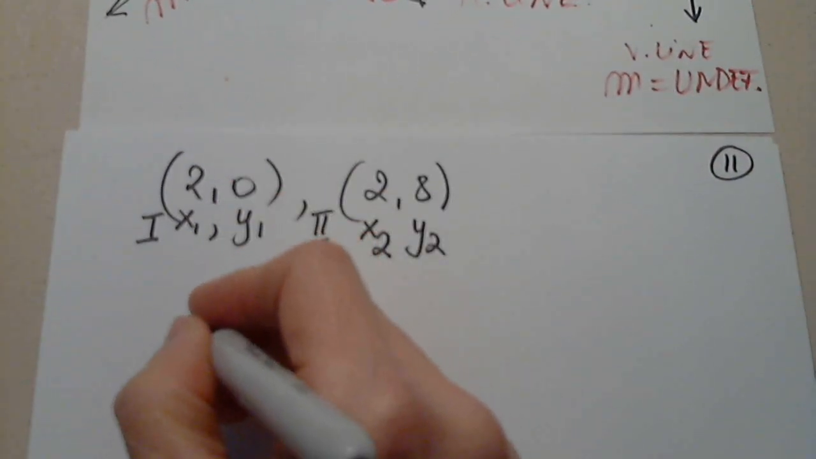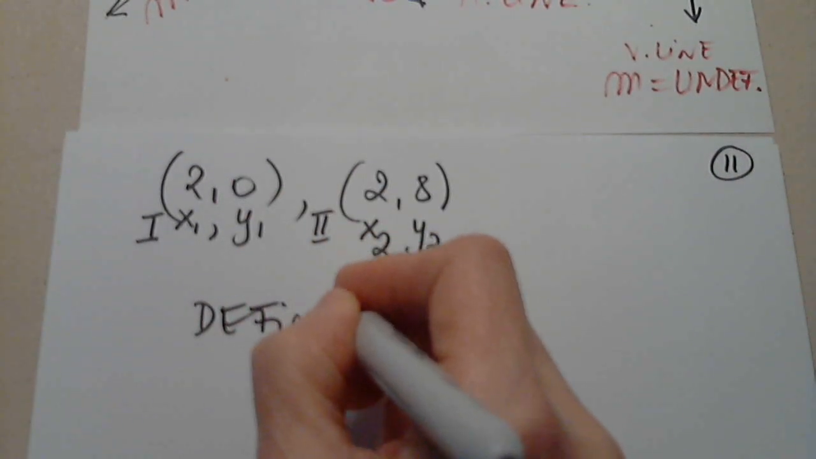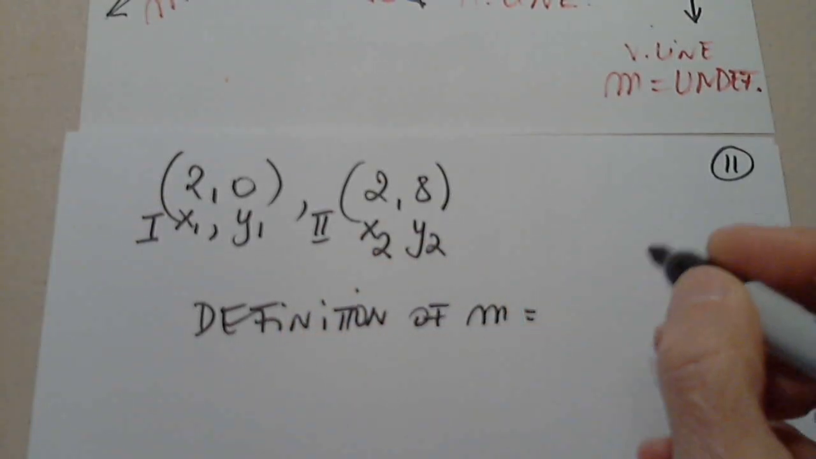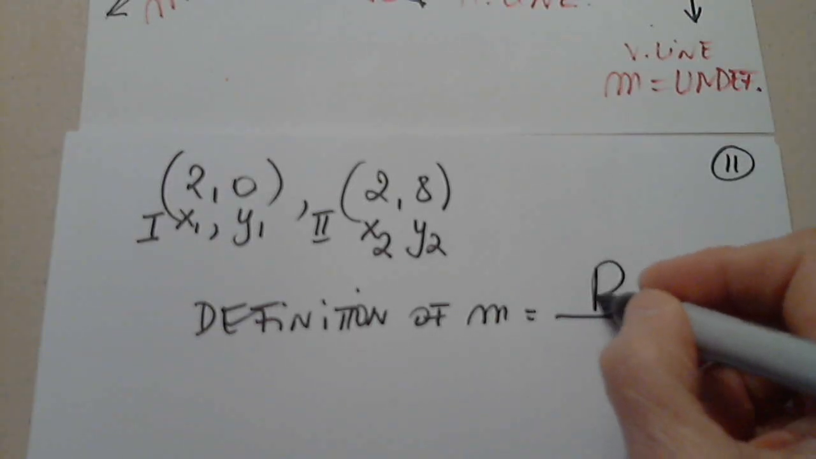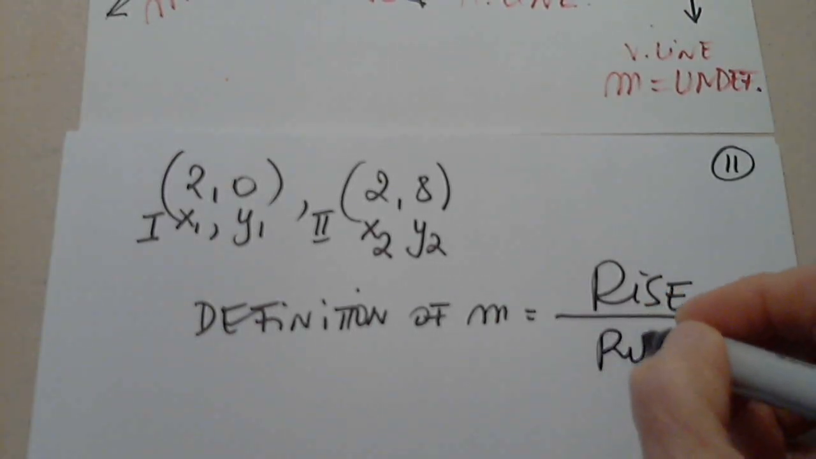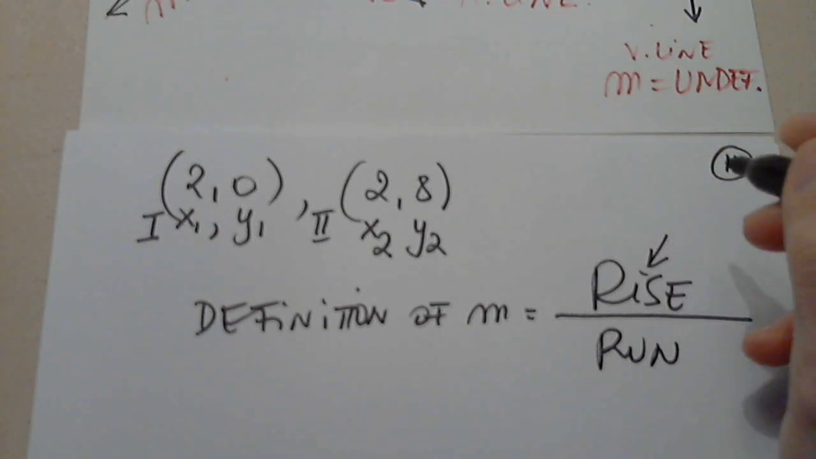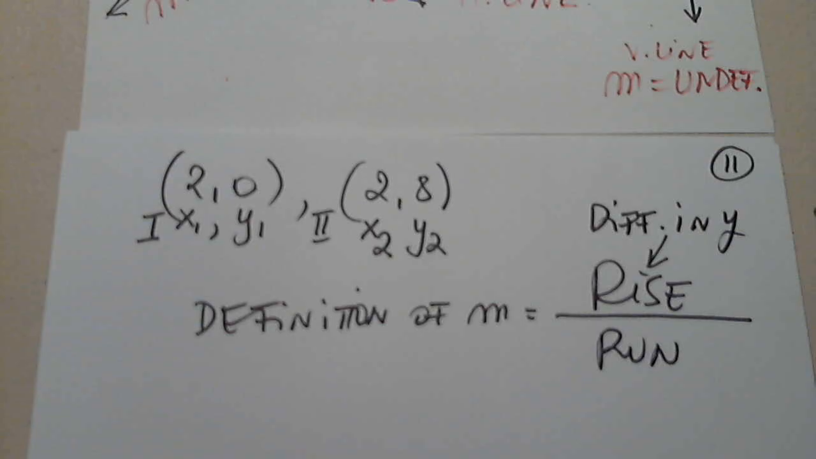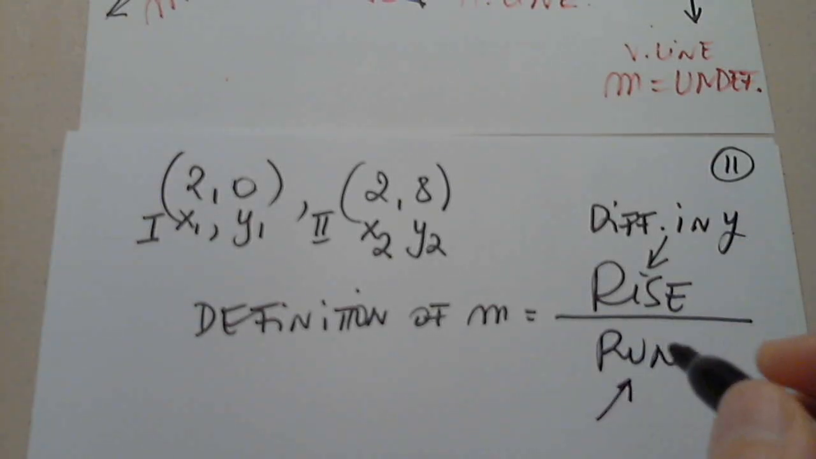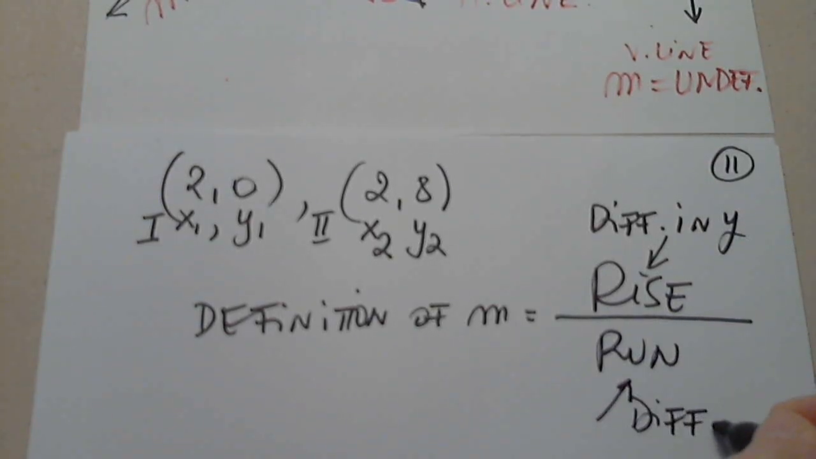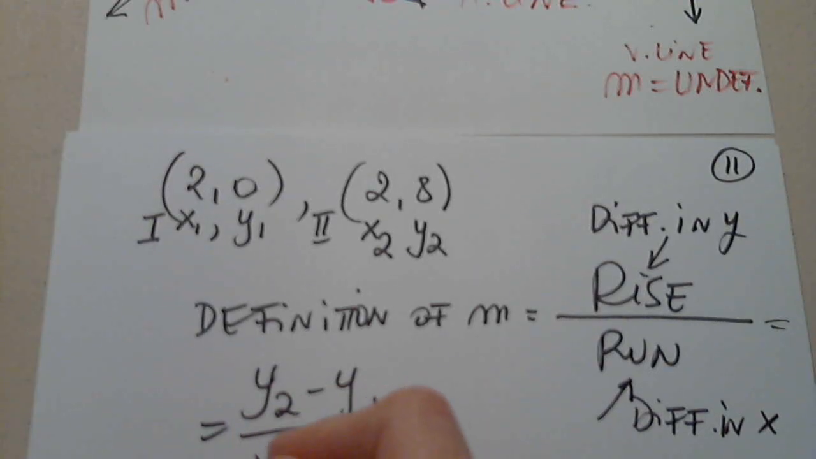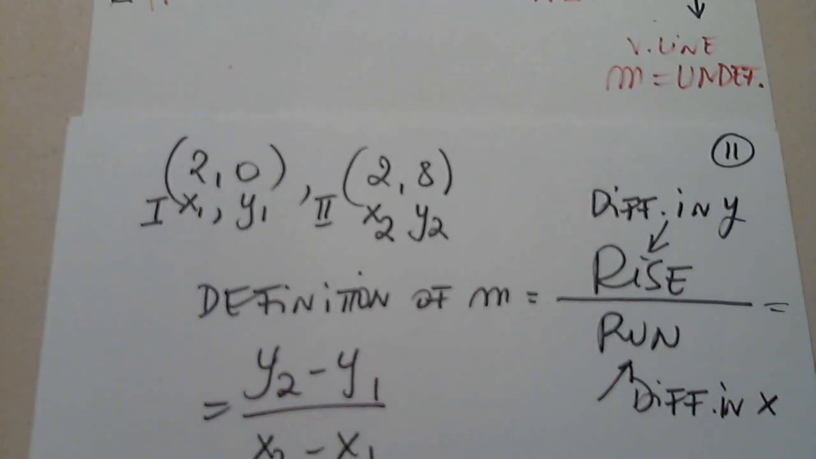The definition of the slope, which is m, is rise over run. Rise, notice this is a difference in y values. Run is difference in x values. So I continue. Y sub 2 minus y sub 1 over x sub 2 minus x sub 1.